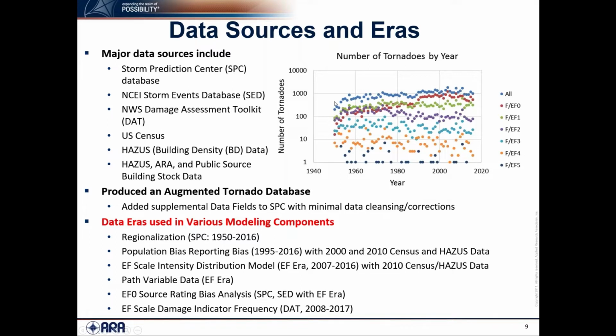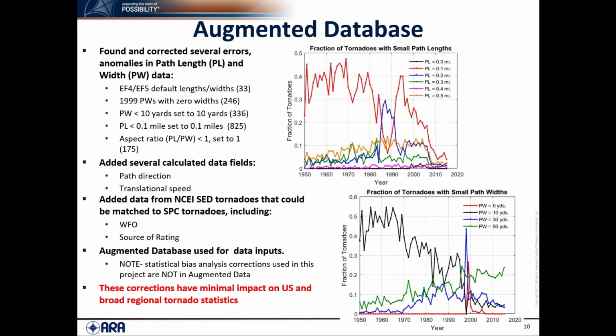On the right, we show the trends over time for all tornadoes, as well as tornadoes by F or EF scale from the beginning. We produced an augmented database. When we finally publish our report, which will be late spring or early summer, we will also release this augmented database, where we've taken all of the fields from the official databases, added some data cleansing fields, and also added some derived components, things like tornado translation speed and those sorts of things.